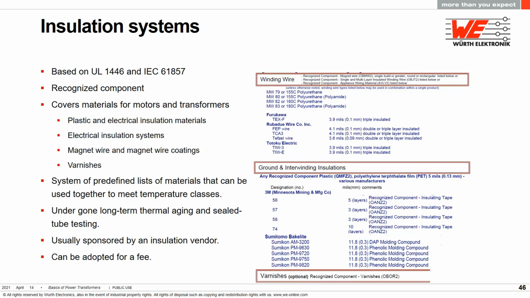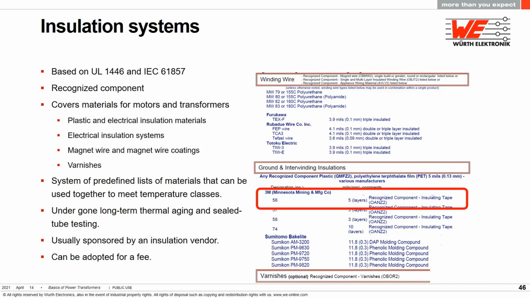One of the interesting things about these systems is that they are independent of the safety standards. The safety standards like IEC 62368-1 might require 3 layers of insulation tape, but if you adopted this particular insulation system shown here and you were using 3M number 56 tape, you'd have to have 5 layers of tape to meet the inter-winding insulation. The insulation system will dictate exactly what materials you're allowed to use together, but it might have greater requirements than the safety standards, which of course the safety standards say are only minimums. You must use whichever is greater.